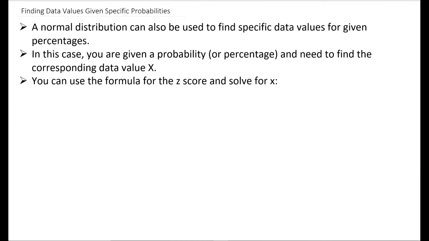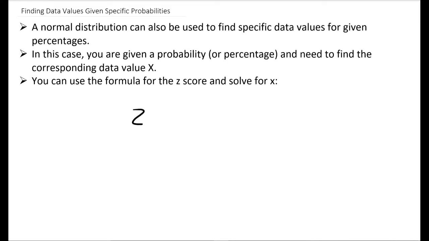All right, so how do we find the data value given a specific probability? This time they give you an area, and then you have to figure out what the x value is. So remember that a normal distribution can be used to find specific data values as well as the percentage. So you can do vice versa. In this case, you are given a probability or a percentage and you want to find the data value x. So in order to do this, we need to actually use the formula for the z-score and solve for x. So this is what we're going to show you how to do.